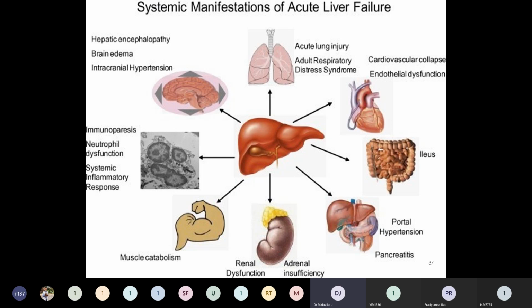Whereas in the abdomen, there will be portal hypertension, pancreatitis, and bleeding manifestations can be seen. And in the intestine, ileus, and in the cardiovascular system, there will be cardiomyopathies and cardiac dysfunction. Whereas in the lungs, there will be respiratory distress syndrome. So these are the systemic manifestations of acute liver failure.